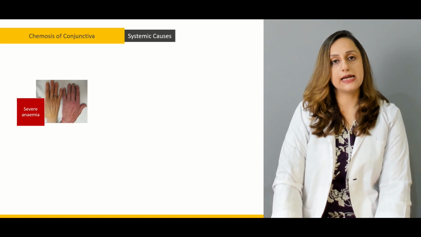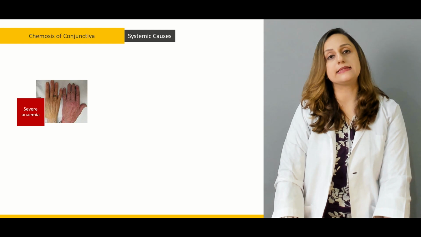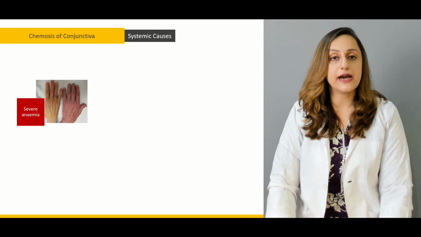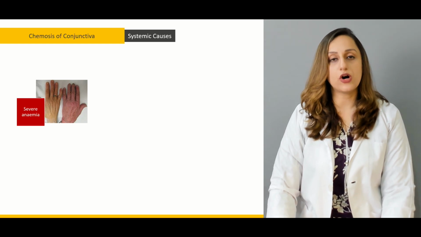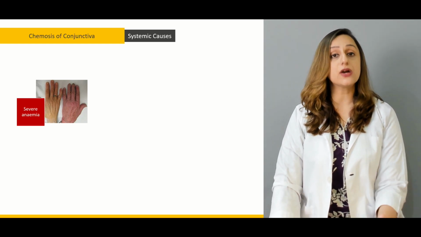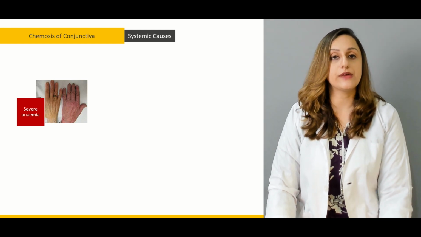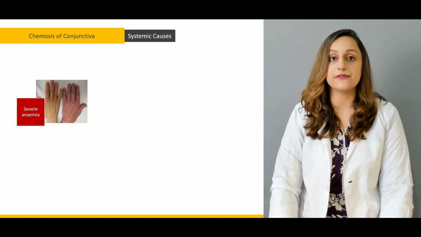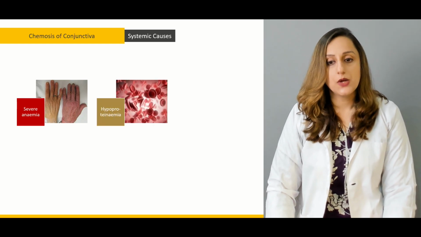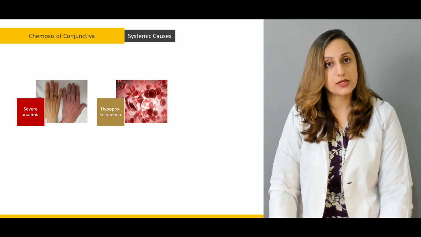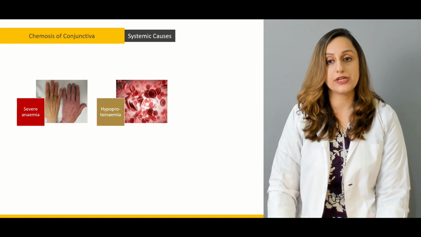Then, on the other hand, besides the local inflammations and the causative factors towards the development of local obstructions, there are other causes, which are basically systemic causes, which can give the picture of edematous conditions in the conjunctiva. Severe anemia is one of the factors. We have hypoproteinemia, which is one of the basic causative factors over here.